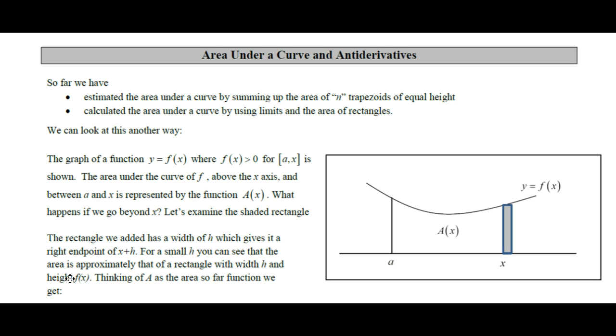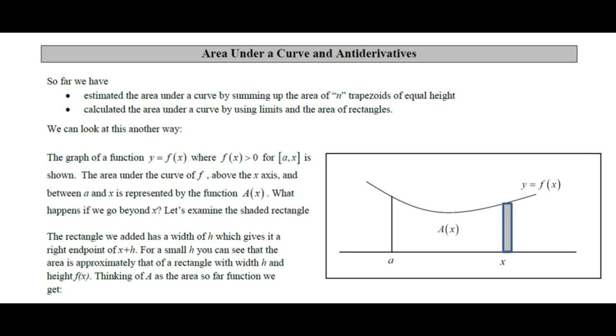So let's say we have the graph of a function y equals f of x, where f of x is greater than 0 in this interval from a to x, and that's what's shown. The area under the curve of f above the x-axis and between a and x is represented by the function A of x. So, area of. What happens if we go beyond x?